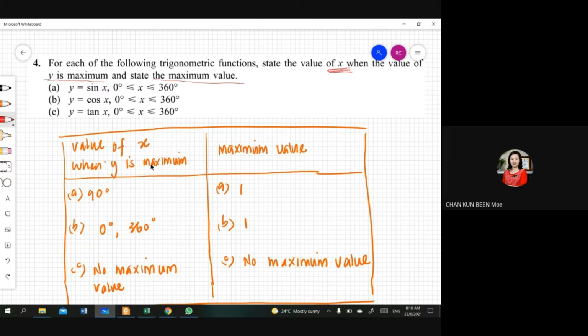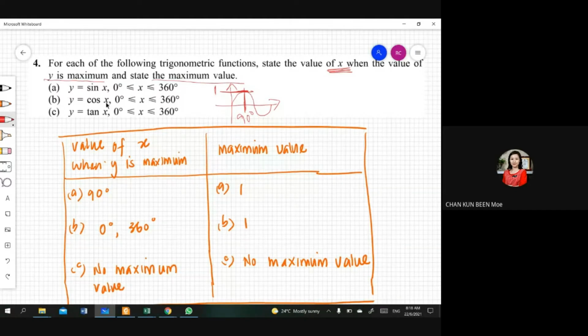The value of x will be 90 degrees. If you still remember the graph, it looks like an S, right? Something like this. So it's maximum here. The angle is 90 degrees. Okay, and the maximum value, of course, is 1. So we have 90 degrees and 1.